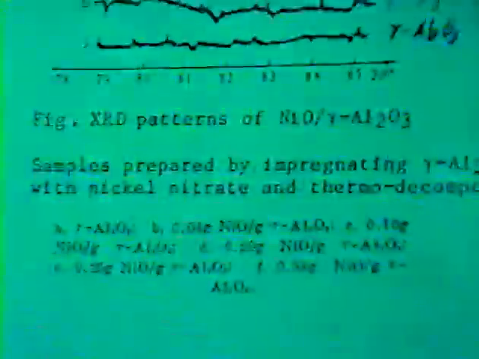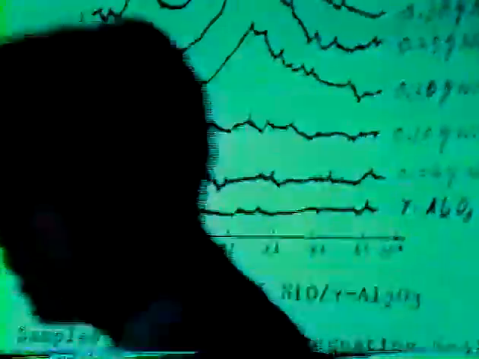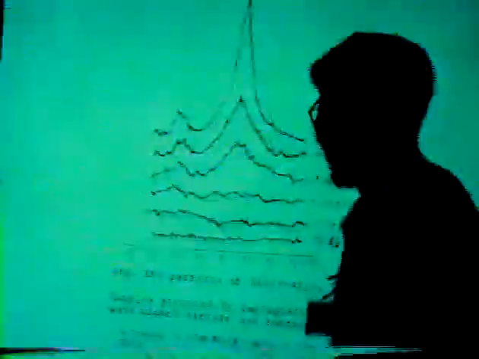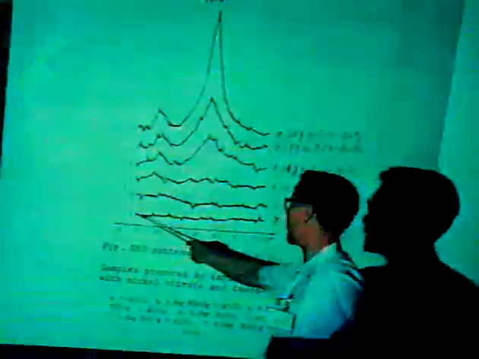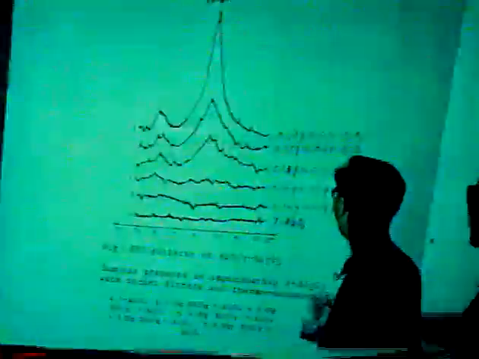We have studied a lot of systems by EXAFS, and today I will show several examples. The first system I will show you is nickel oxide supported on alumina. The sample is prepared by a very common, general method, just by impregnating the gamma alumina with nickel nitrate and thermal decomposition.